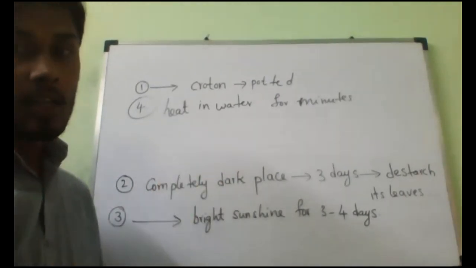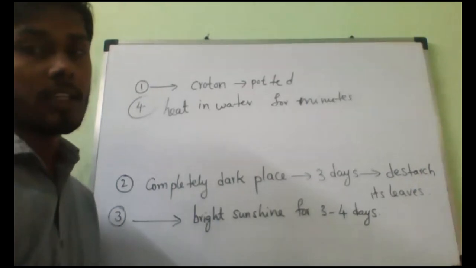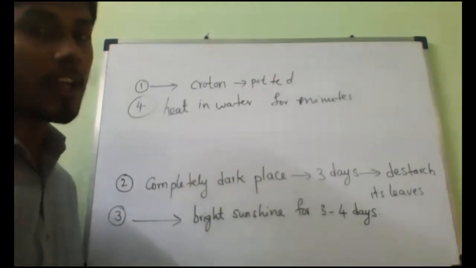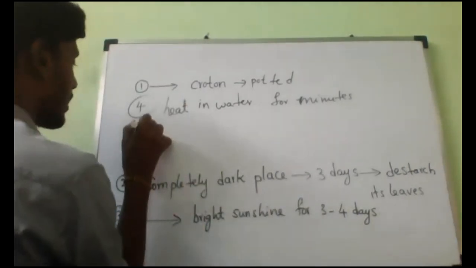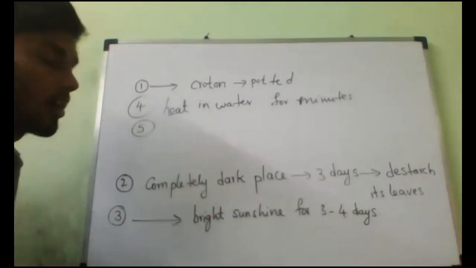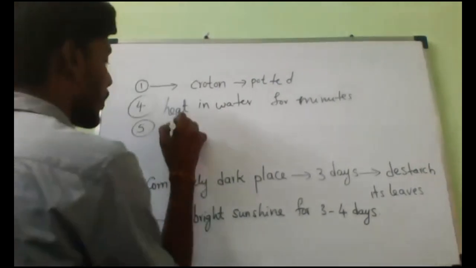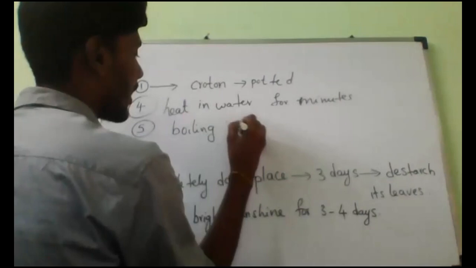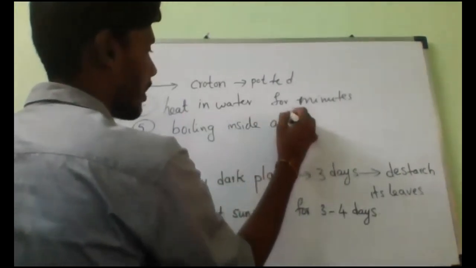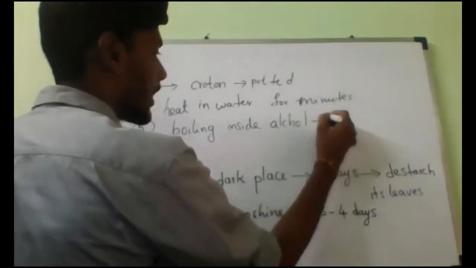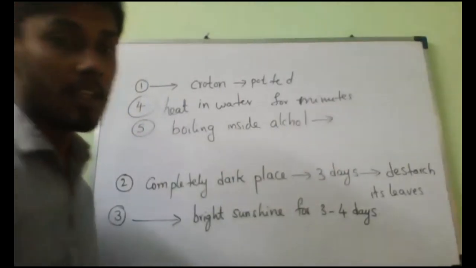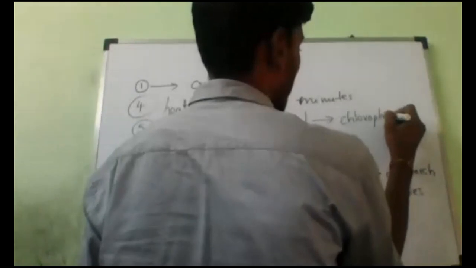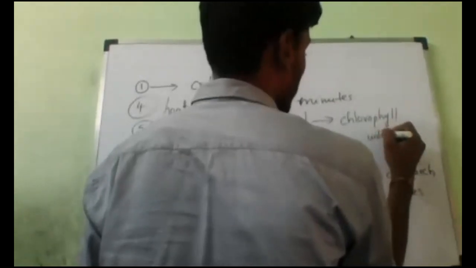Now after that, we have to remove the chlorophyll, the green part. How can we remove the green color? Last class also you remember. Using alcohol, sir. We have to boil it inside the alcohol. If we boil it in alcohol, what will happen? The chlorophyll will be removed. Alcohol will get green in color.